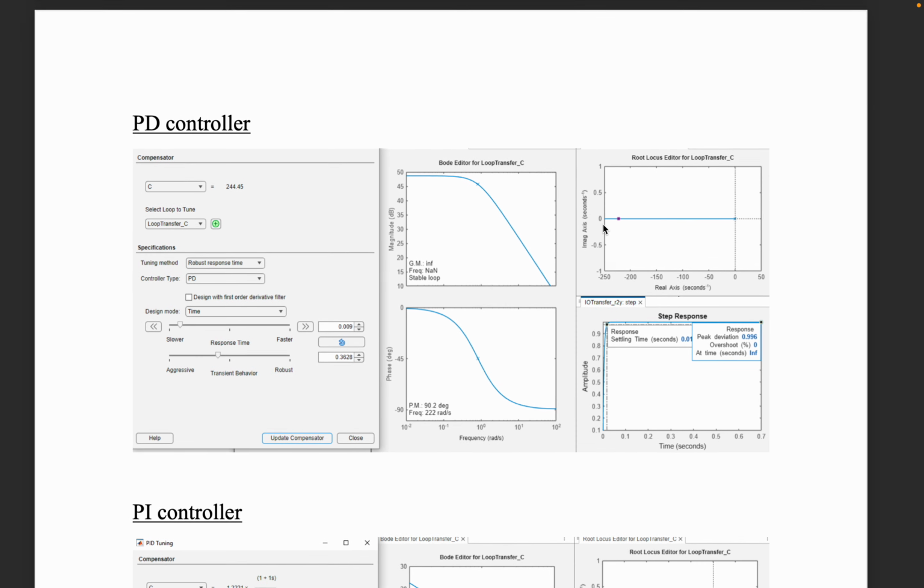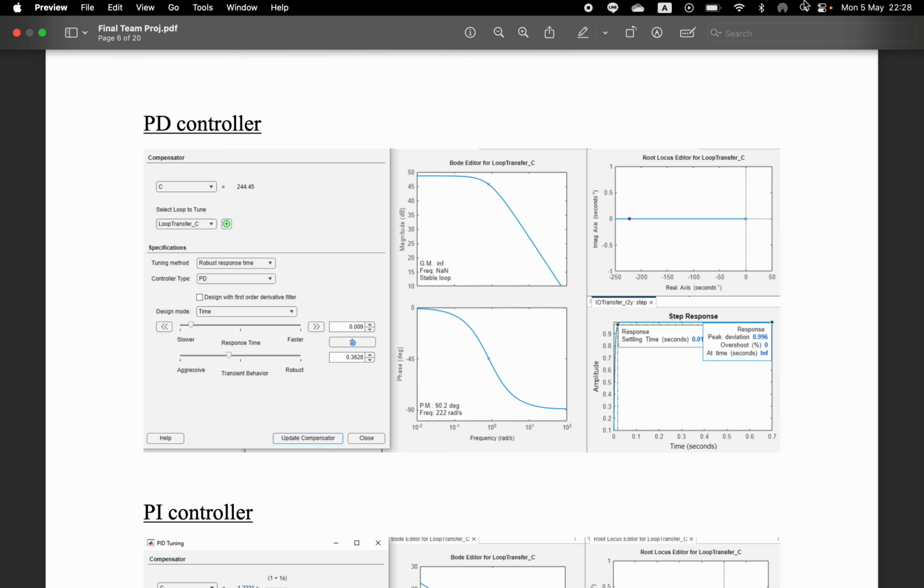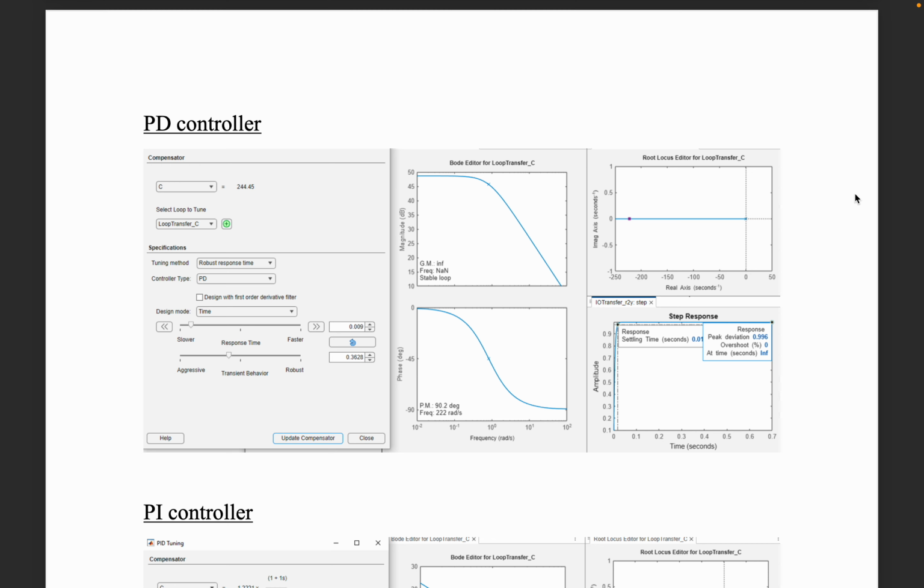For the PD controller, the step response made the system faster but still had some steady state errors. For the root locus, it added a zero, which made the root locus move left, making the system faster. And for the Bode diagram, the controller increases the phase margin, making the system more stable.